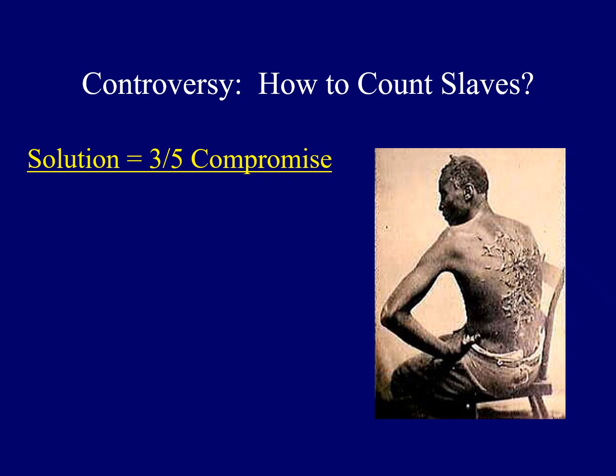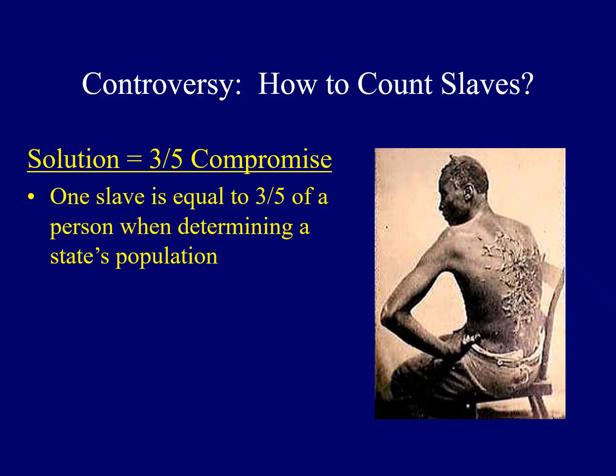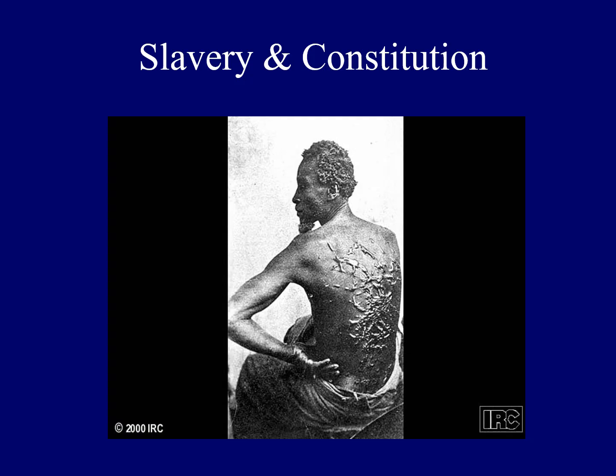55 of the so-called greatest minds in American history decided that when determining a state's population, one slave was equal to 3/5 of a person. Yeah, so-called greatest minds in American history. The issue of slavery would continue to divide the country until the Civil War of the 1860s.